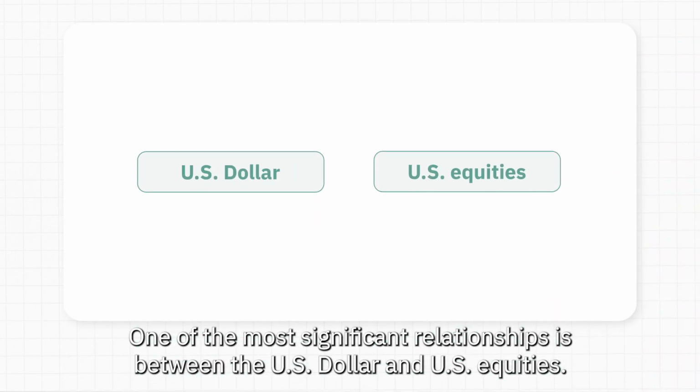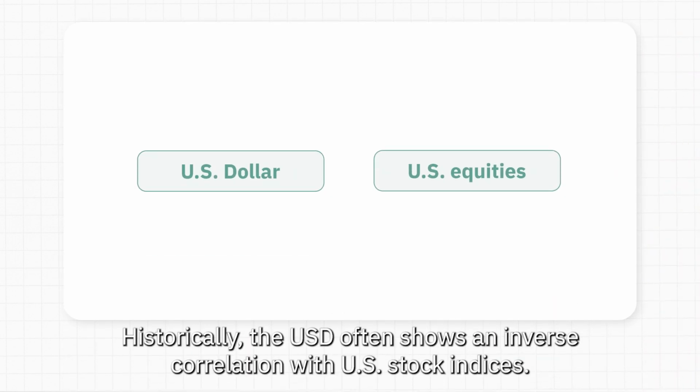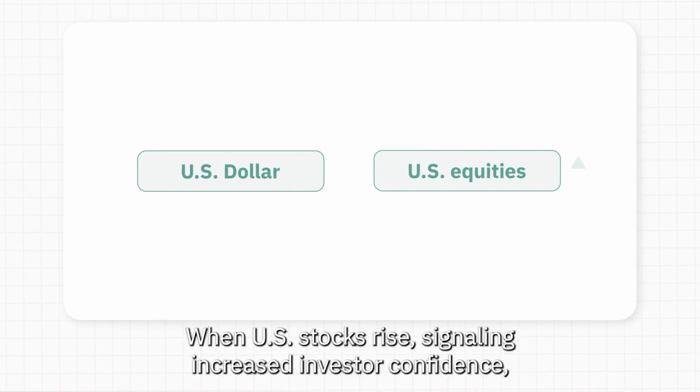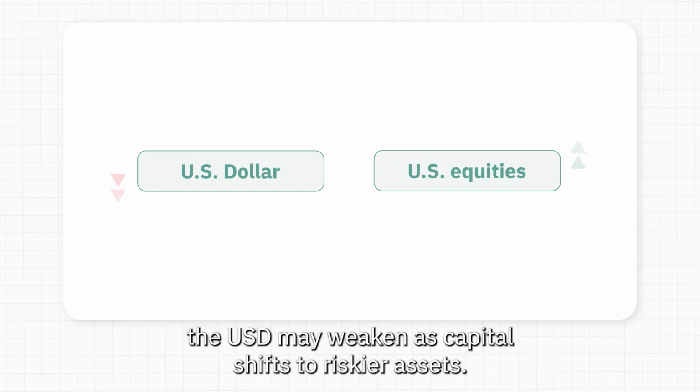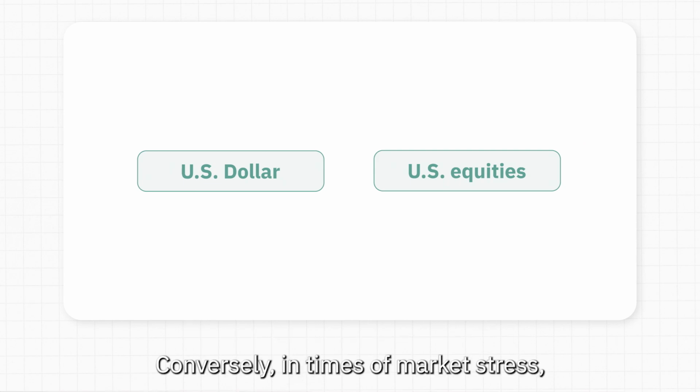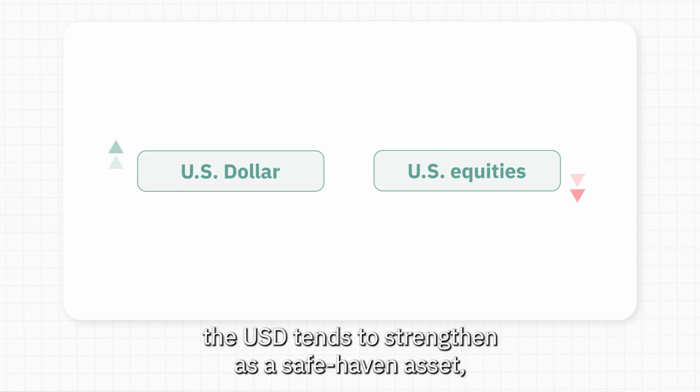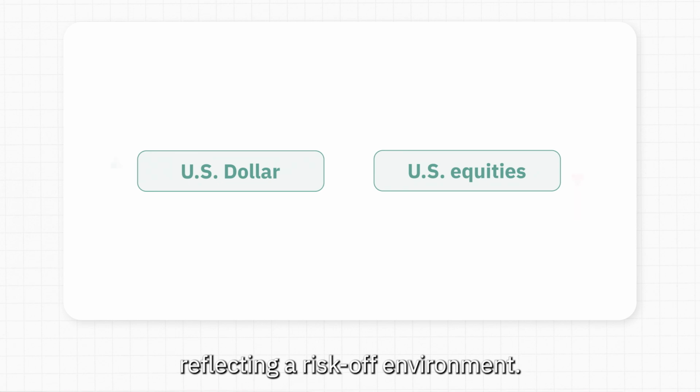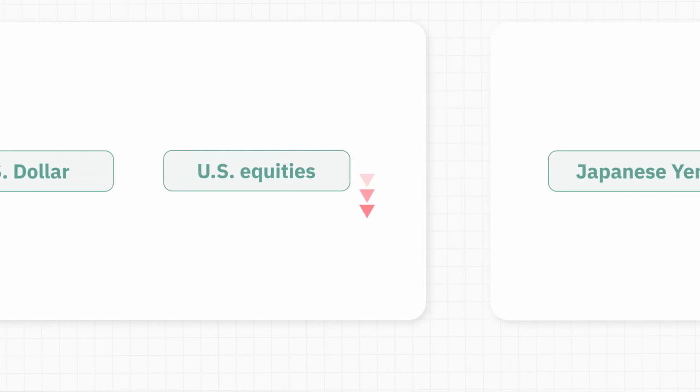One of the most significant relationships is between the US dollar and US equities. Historically, the USD often shows an inverse correlation with US stock indices. When US stocks rise, signaling increased investor confidence, the USD may weaken as capital shifts to riskier assets. Conversely, in times of market stress, the USD tends to strengthen as a safe haven asset, reflecting a risk-off environment.